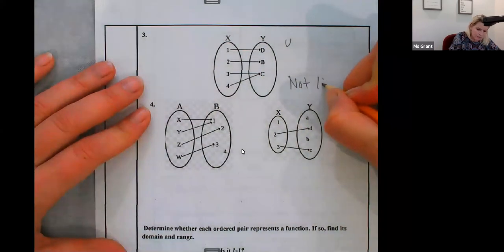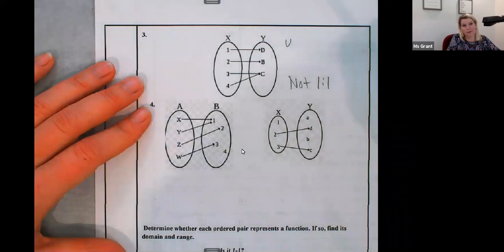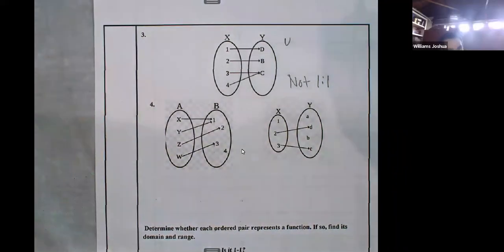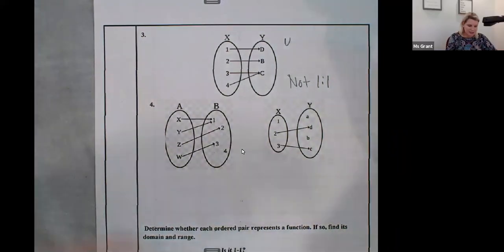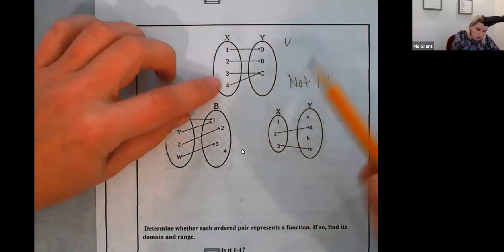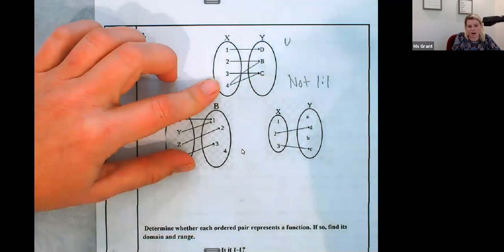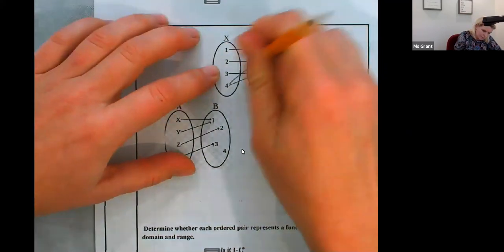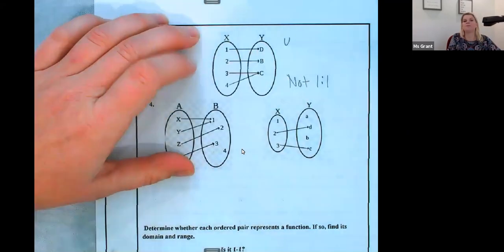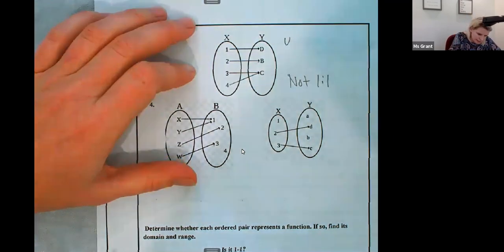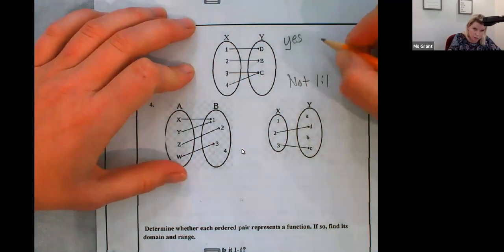But it's the opposite of what I care about, right? That would mean one x to two y's. The x's are all different. If the 4 was trying to split itself and also go to b, that would be not a function. But the way it looks right now, yes, it's a function, but it's not one-to-one.